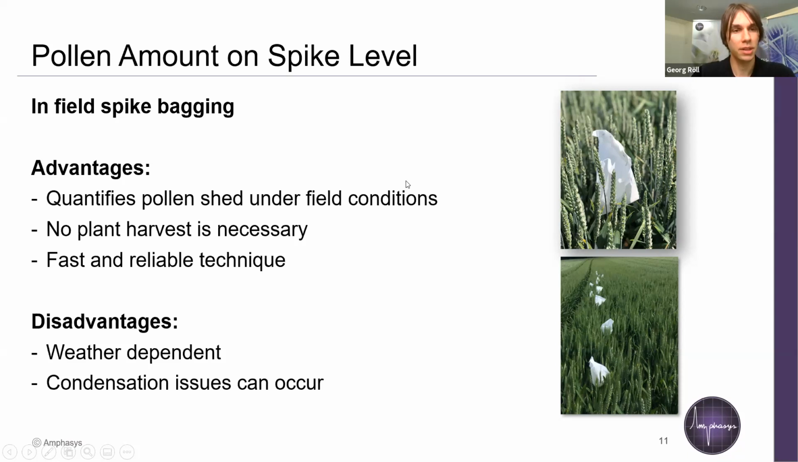And what we found out is that the big advantage of this method is it can quantify the pollen shed under field conditions. We don't have to harvest any plants, and it is a fast and also reliable technique. We also experienced some disadvantages regarding weather dependency. If it's raining, then it's not possible because the bags are getting wet. And the same issue we also experienced with condensation, especially if you have humid nights, then the bags are getting wet, and then the pollen can get clumpy, and then the counting cannot be performed.